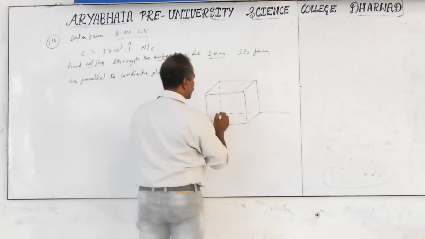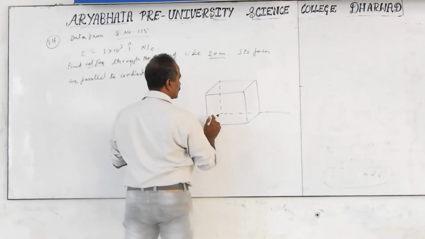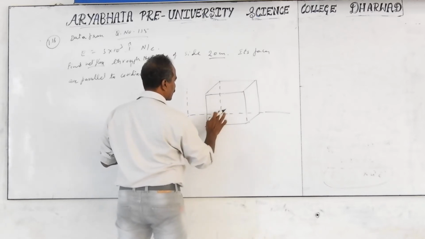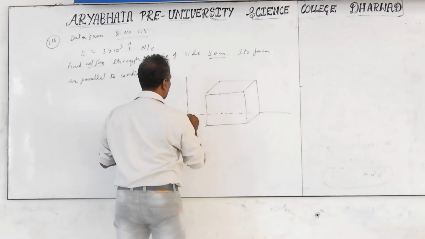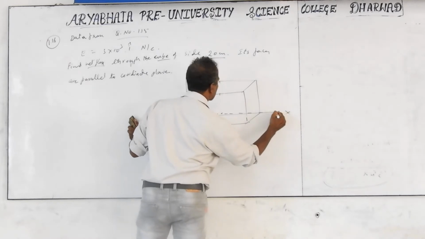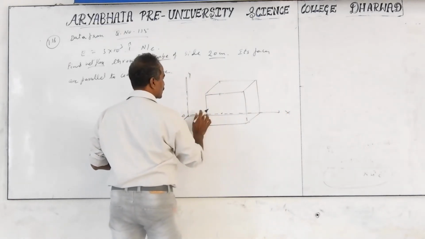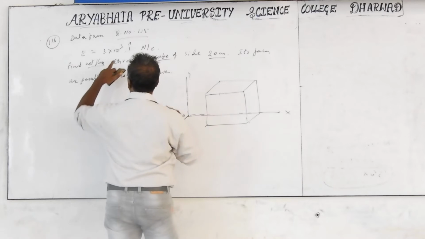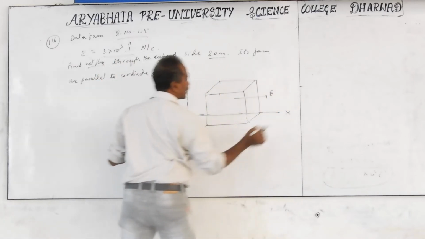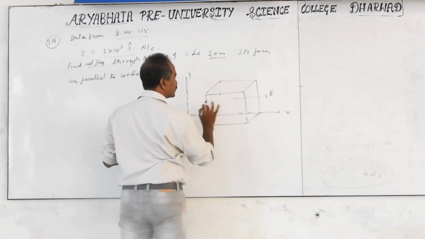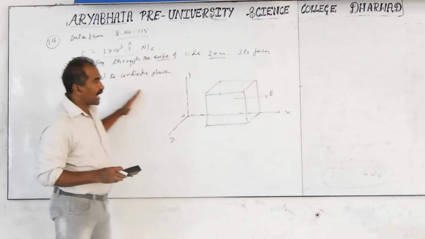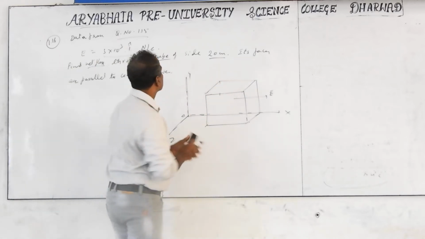You can take this at the origin or outside, does not matter. You can take even here also. This is x axis and y axis, z axis. Electric field is along the x axis, so the direction of electric field is in the direction of x axis. You are not told charges are here, nothing mentioned about the charges. Electric field is uniform, it is there along the x axis, constant.